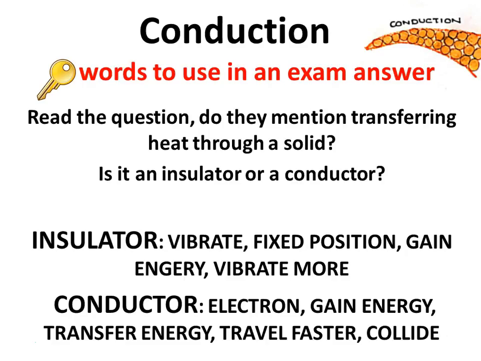Key words to use in your exam answer would be, do they mention it transferring through a solid? Is it an insulator or is it a conductor? So if it's an insulator, you need to mainly talk about the atoms vibrating on a fixed position, gaining energy and vibrating more, which transfers the energy through the solid. It's usually 2 marks max for one of those questions. If it is a conductor, so they're talking about a metal, you need to talk about the free electrons gaining energy and transferring that energy through. They travel faster and they collide. That is usually always a 4-mark question for those.